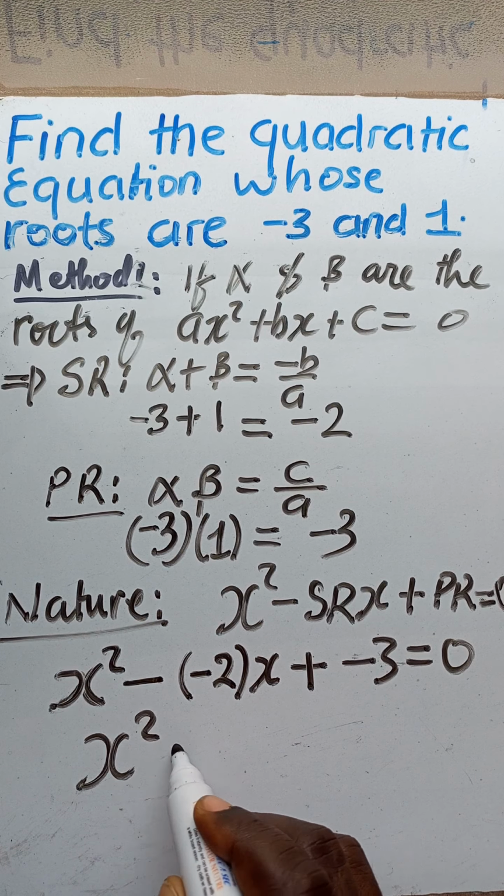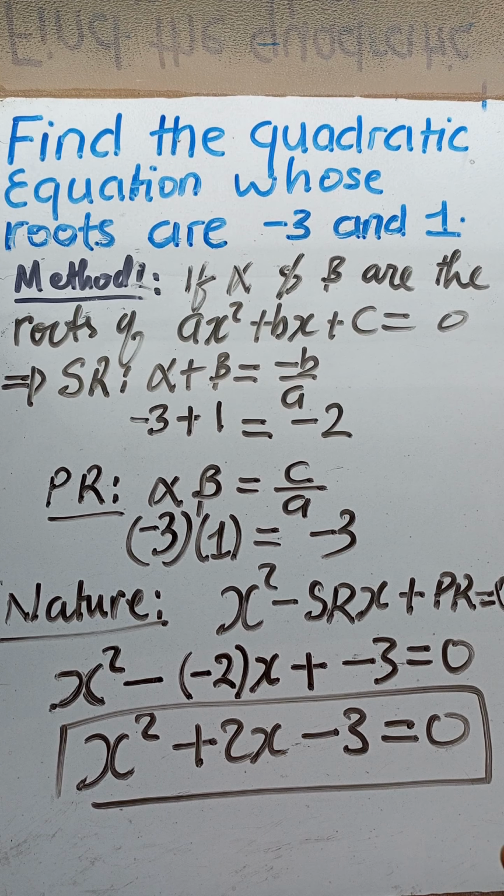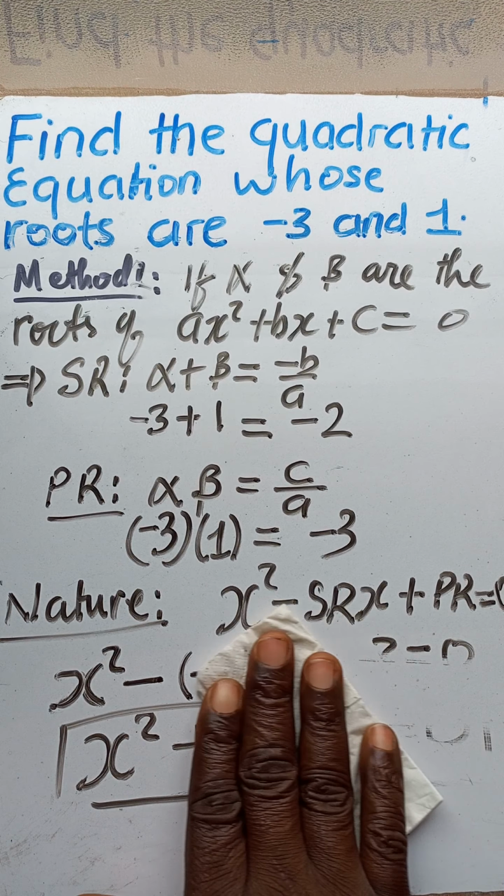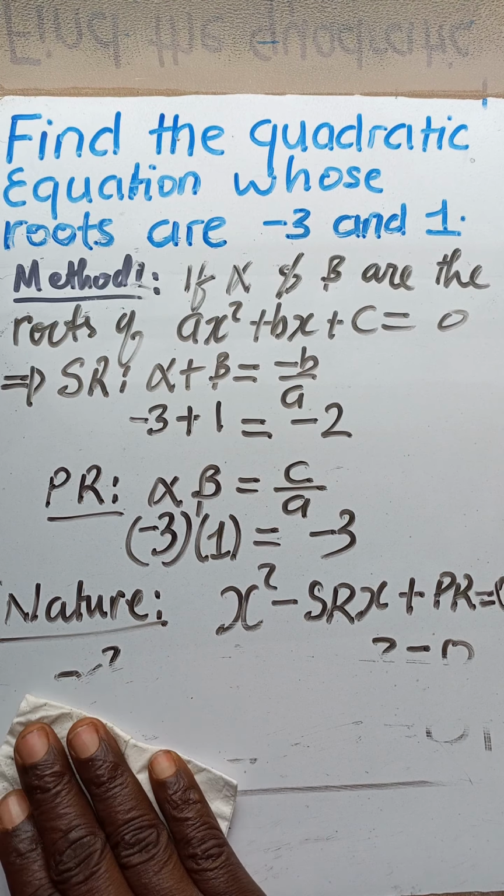How do we check that? To be sure that what we have is true, let us try to solve this quadratic equation. If we solve the quadratic equation, do we have the value of x to be -3 and the value of x to be +1? Again, for the solution, we have two methods. We have method 1, which is known as the factorization method.